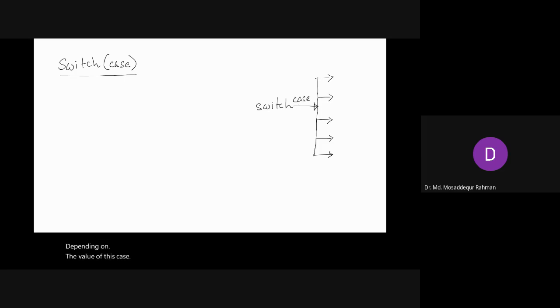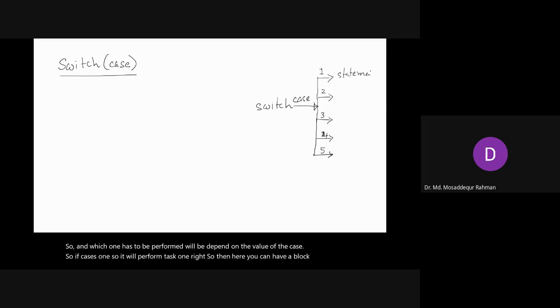Depending on the value of the case, there can be different tasks you need to do. So task 1, task 2, task 3, task 4, task 5, right? And which one has to be performed will depend on the value of the case, right? So if case is 1, it will perform task 1, right? Then here you can have a block of statements to define the task. Similarly for task 2, task 3, task 4.